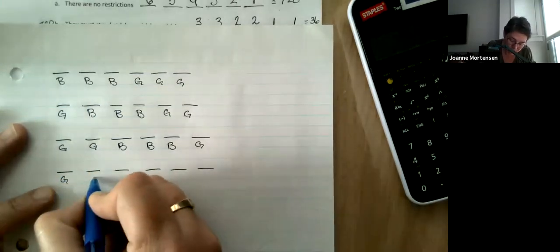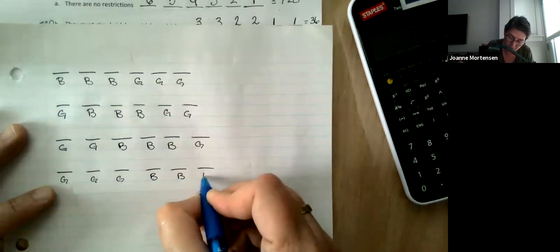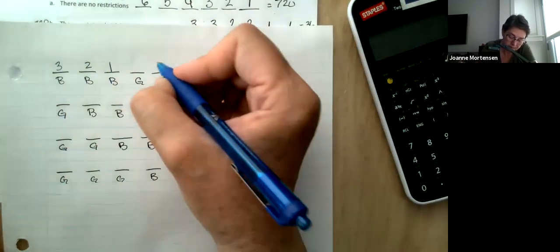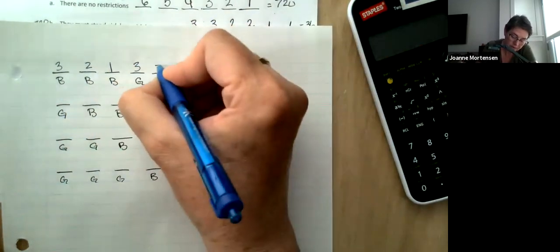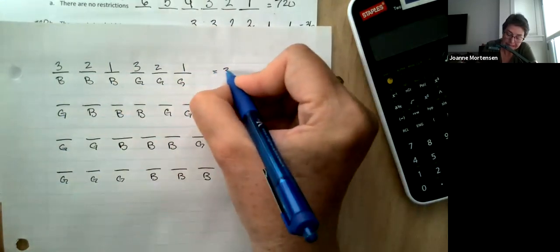Okay. So we can go girl, girl, girl, boy, boy, boy. Now, I'm thinking this is still going to be 3, 2, 1, 3, 2, 1. You know by now that's 6. Now 3, 2, 1.